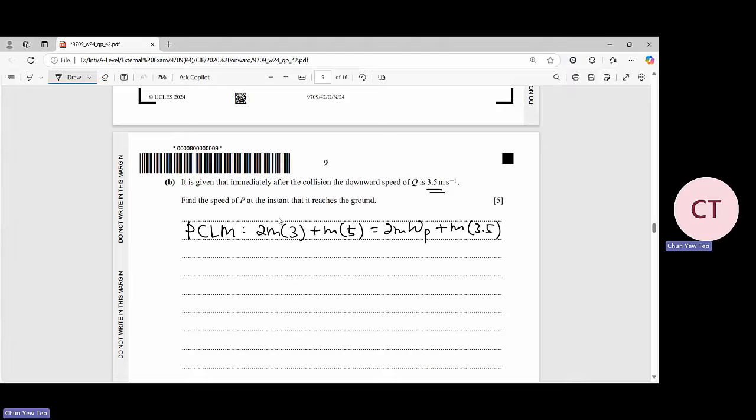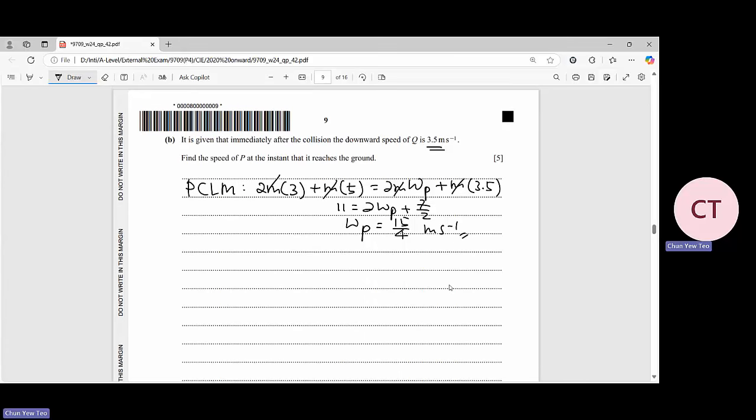So we cancel all the M. Then you get 11 equals 2VP plus 7 over 2. Then just move to the other side, and you can find that the velocity of P after the collision is 15 over 4 meters per second.